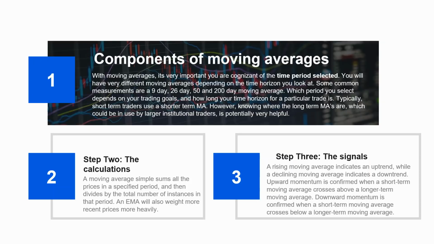However, one of the confirmation signals you can use with moving averages is to use 2 different lines, measuring 2 different time periods. And when a shorter term average crosses over a longer term, that typically indicates a confirmation of a move in a certain direction. Upward momentum is confirmed, for instance, when a shorter term moving average crosses over a longer term.